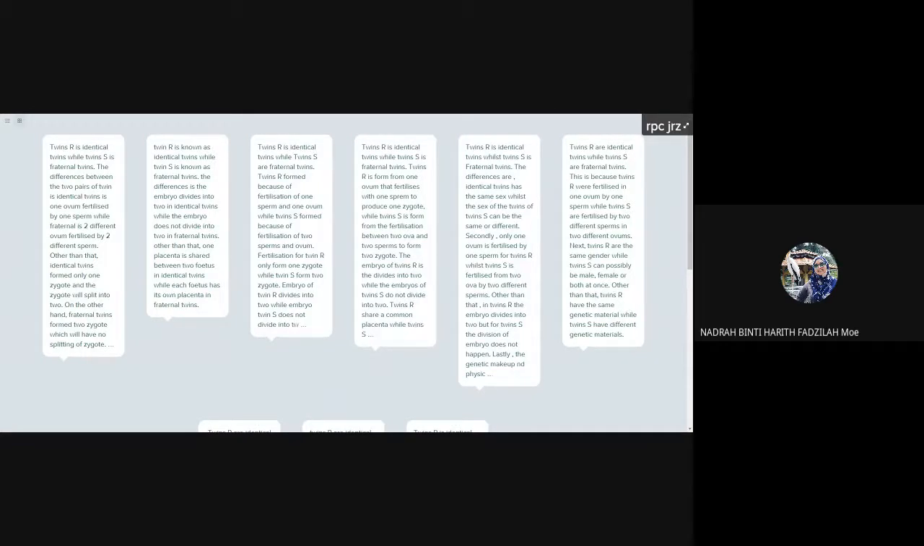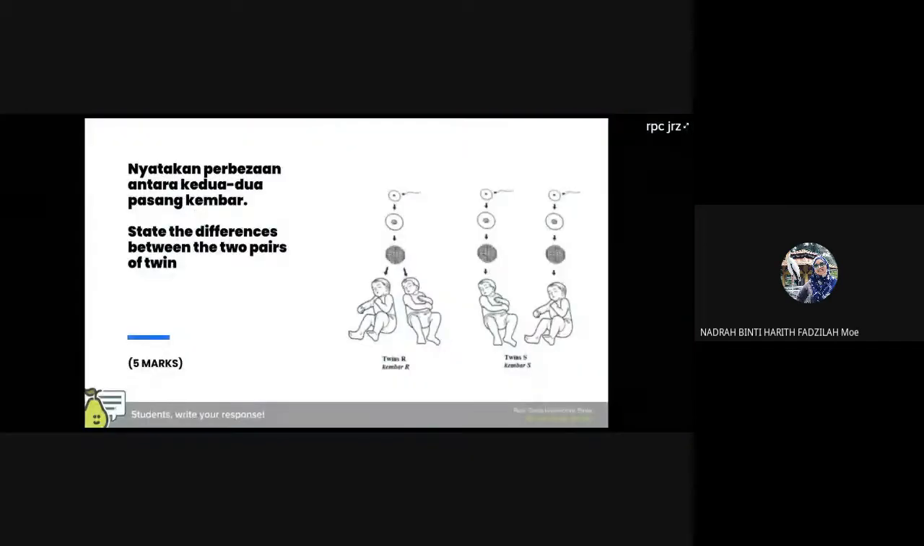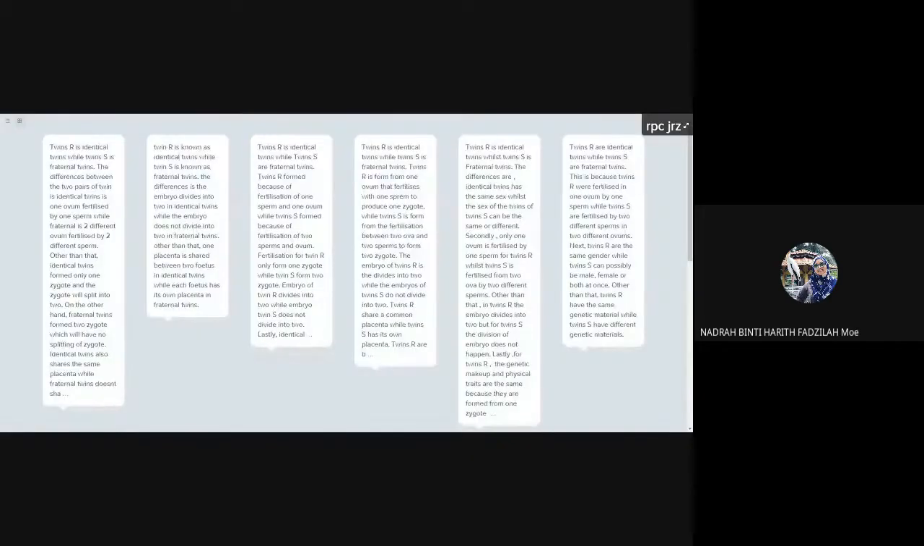Okay, good. Okay, dari segi seterusnya dari segi placenta. Okay, ada yang sebut pasal share placenta. Saya perasan tadi siapa ya tulis? Okay, it's okay if you write that. Tak ada masalah. Kalau identical twin dia share placenta, fraternal twins tak, walaupun it's not shown in the diagram, boleh, tak ada masalah.